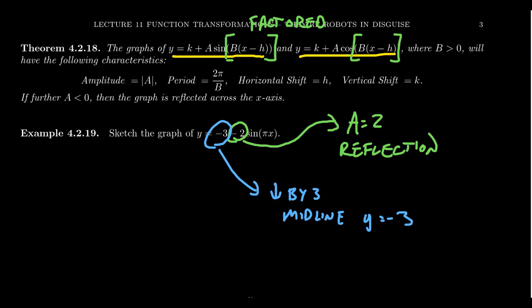Well, what about the pi that's inside of this? That coefficient of pi affects the period, which is going to be 2 pi divided by that number, which itself is pi, so it cancels out. We get a period there of 2.